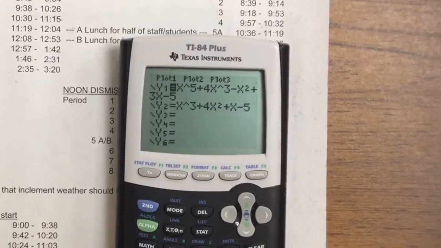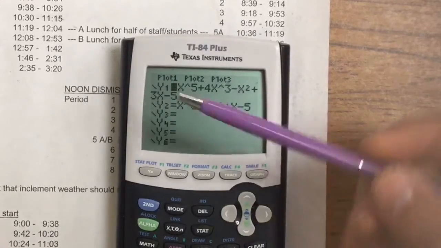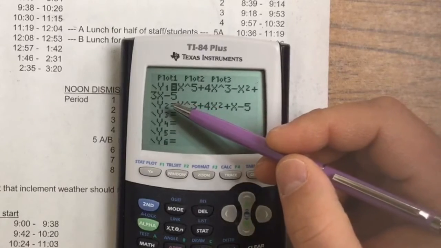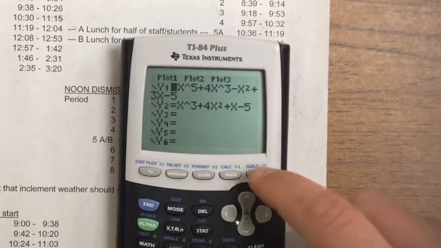Okay, so I have entered those equations and I've set my window to the same window, I think it's just a standard window, that both A and C have. Okay, and we're going to hit graph. I'm not going to graph both these at the same time. That would be confusing. See how this one's turned off? I'm going to graph this guy first. Okay, and so we'll hit graph.